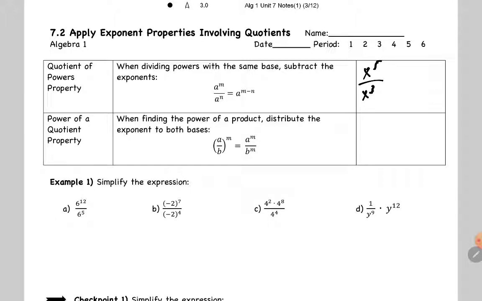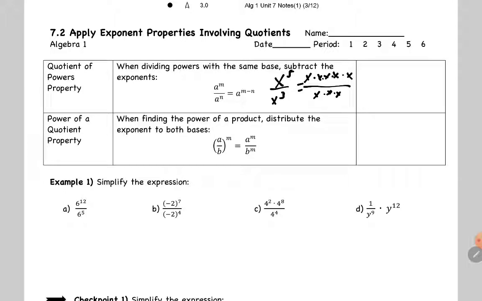So what's going on here? Why do we subtract? If we think about it this way, we're going to use the example x to the fifth divided by x cubed. Why do we subtract the exponents? Think of it this way. This is x times x times x times x times x, 5 x's. And this one is x times x times x.